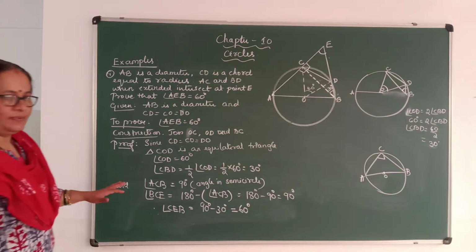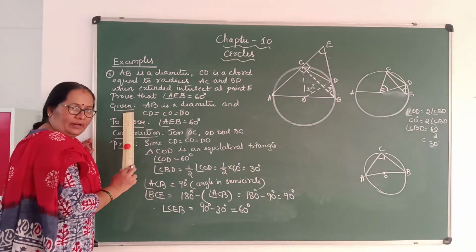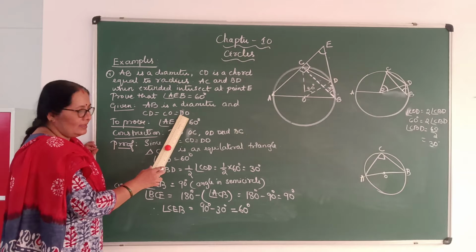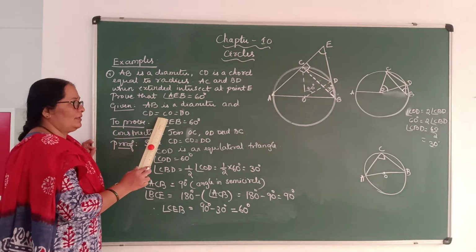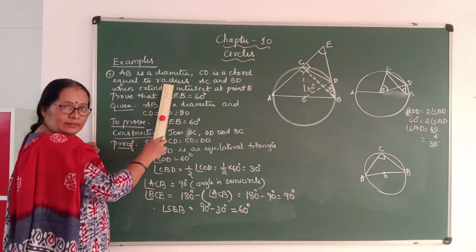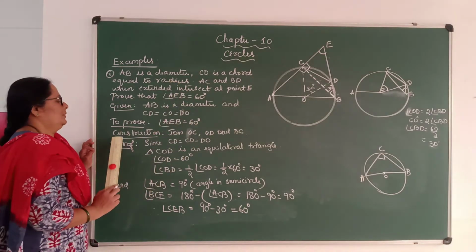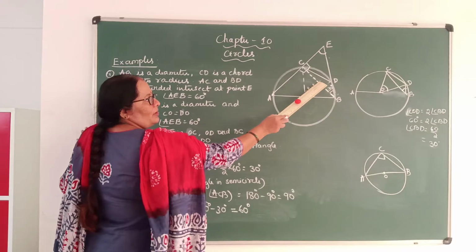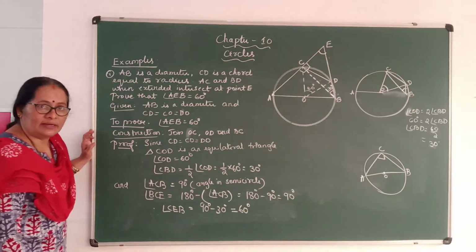Now let us solve this one. First, write what is given. AB is a diameter, and CD, CO, DO are chords and radii. CD is equal to the radius of the circle. Then the construction: join OC and OD. All these dotted lines show the construction part.